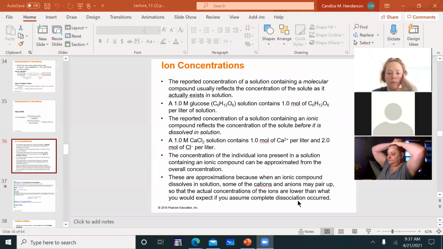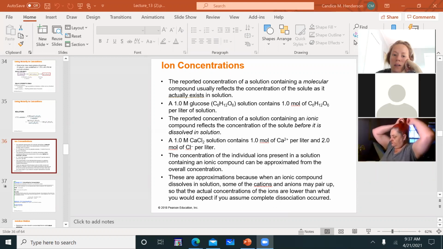We're going to get started working on solutions where we left off. We had talked about a couple different ways that you can describe a solution's concentration. We've got mass percent, volume percent, mass volume percent, and then the big one that we use a lot, molarity, which is moles over liters.